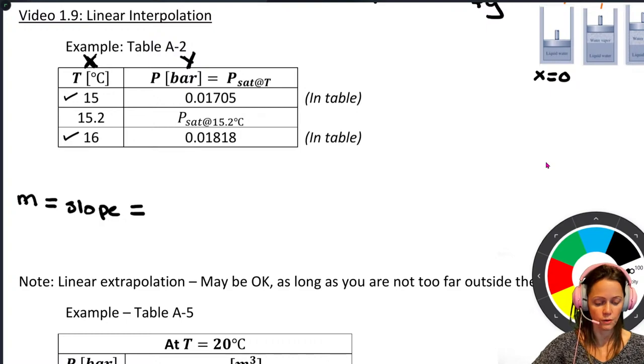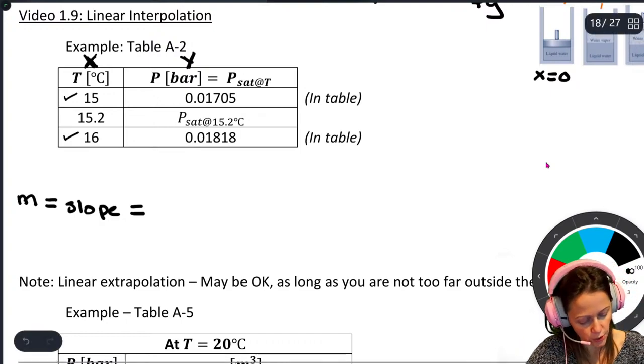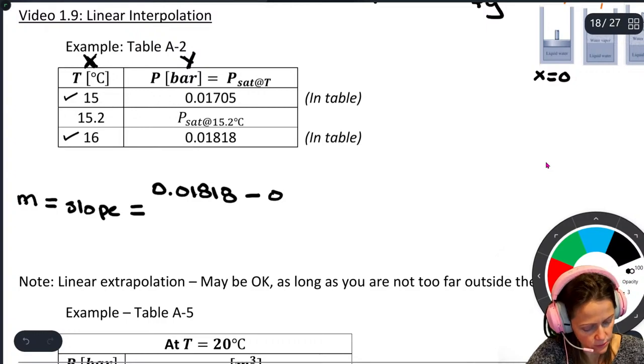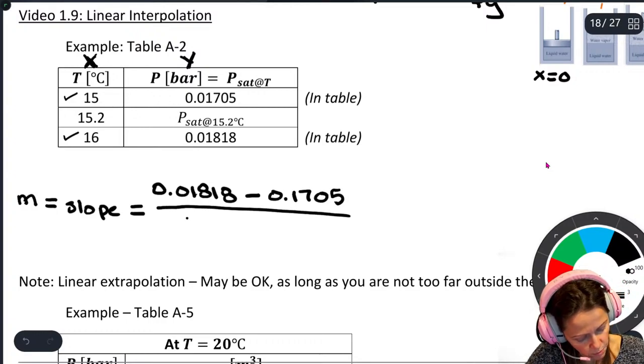So I always work from bottom to top. So my change in Y, well, 0.01818 minus 0.1705. Change in X would be 16 minus 15.